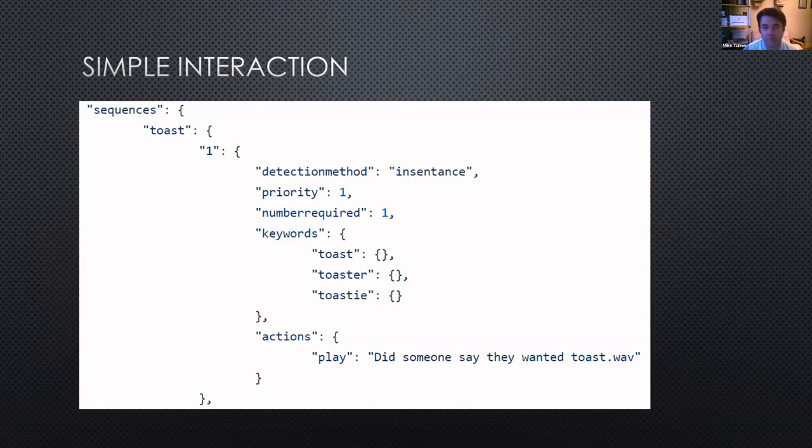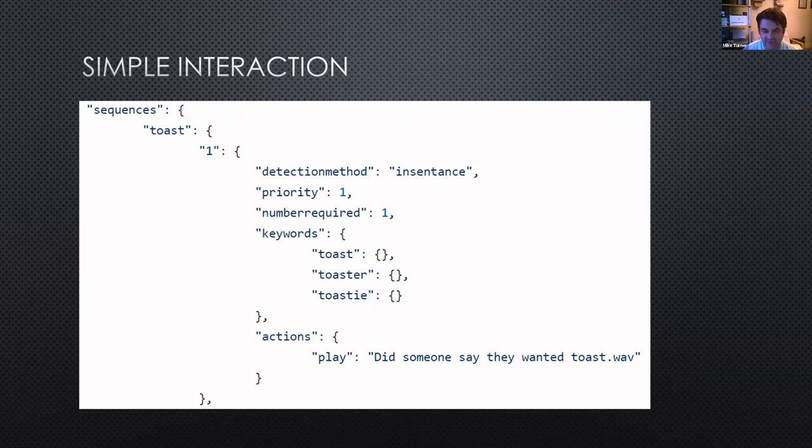So here's a simple JSON file from a project. There's a section called sequences and one called toast. Sequences is important; toast doesn't matter, it's just so I know what it is. In step one, the detection method is looking for an in-sentence match. Apologies if there are any spelling errors in these, because I was doing this in the middle of the night half the time and made plenty of errors. What it's looking for is any one of these three keywords, because it says number required 1, keywords, and it's looking for any of those three.